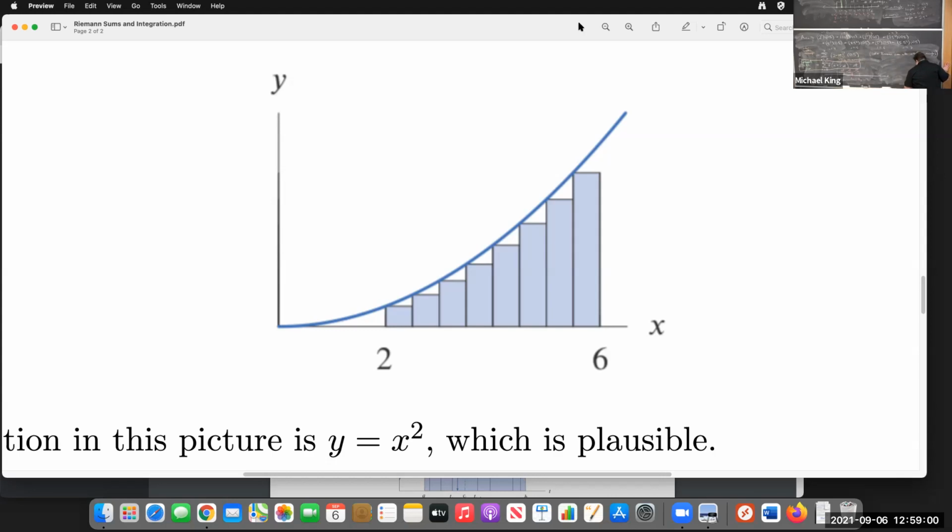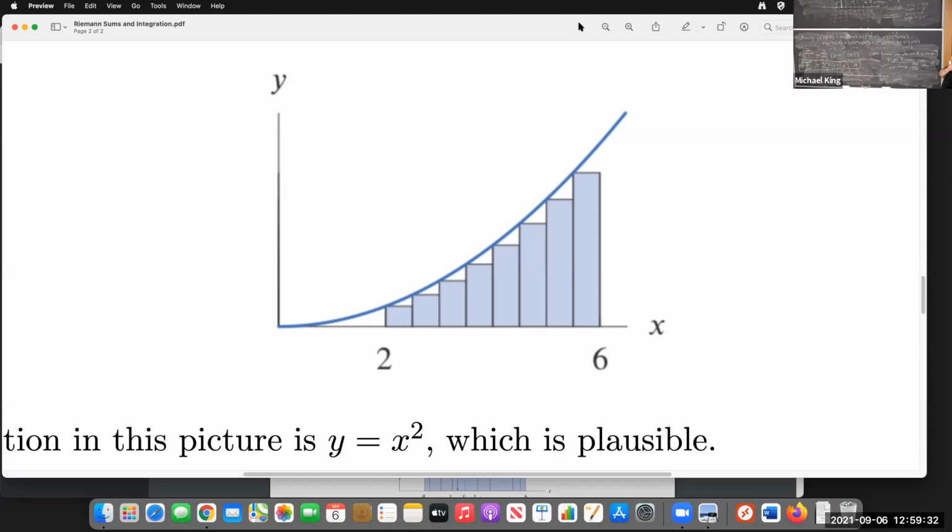Sorry, so the right Riemann sum, using the right endpoint of each interval. Just change the sum from 0 to n minus 1 into the sum from 1 to n.